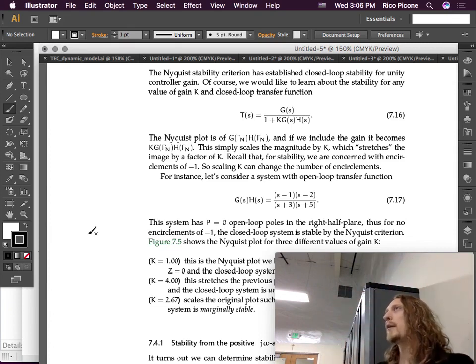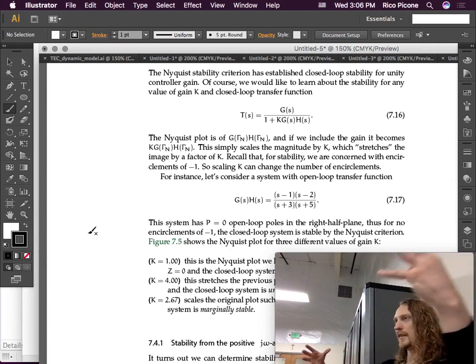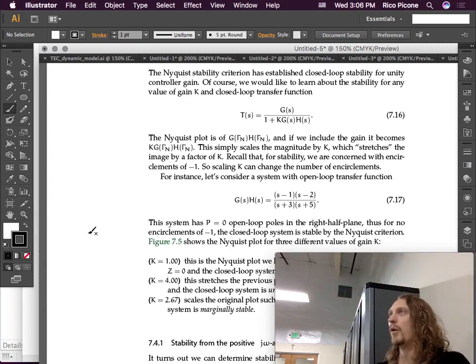So our Nyquist plot stretches out if we multiply it by a gain, or shrinks if you multiply it by a gain less than 1. I often think of it as stretching, but you can also shrink.